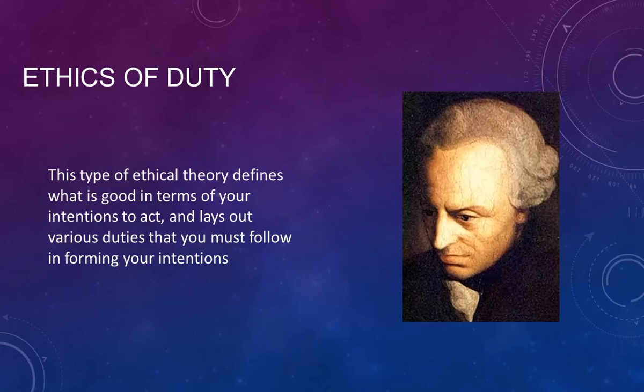So we're looking through four different kinds of ethical theory. We just saw two types of the first kind, ethical egoism and utilitarianism. Now we're on to the second kind of ethical theories. These are ethics of duty. Ethics of duty define your ethical obligations in terms of your intentions to act, and say your intentions must correspond to various moral duties that you've got.